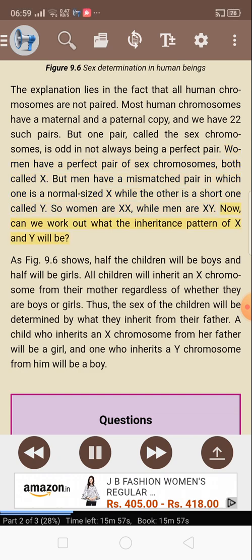Now, can we work out what the inheritance pattern of X and Y will be? As figure 9.6 shows, half the children will be boys and half will be girls. All children will inherit an X chromosome from their mother regardless of whether they are boys or girls. Thus, the sex of the children will be determined by what they inherit from their father. A child who inherits an X chromosome from her father will be a girl, and one who inherits a Y chromosome from him will be a boy.